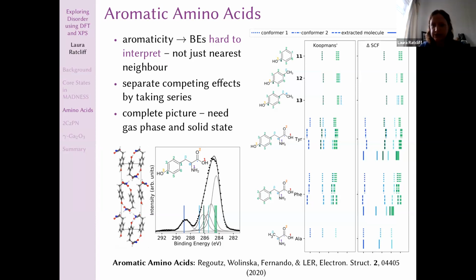And this allowed us to build up a much clearer picture of what was going on with the core binding energies in these aromatic amino acids in the solid state. And also just to show, again with the PBE0 case for the solid state, our spectra agree reasonably well with the experiment. So this is working pretty well and enabled us to interpret the binding energies for these complicated aromatic systems.